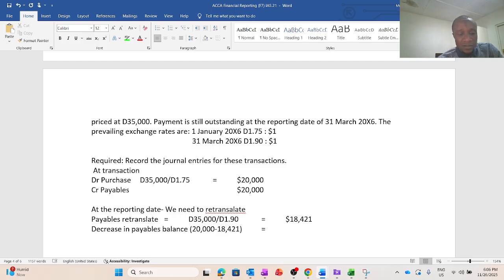So this difference of $1,579, the double entry will be the journal. In the journal, we are going to debit the payables to reduce the payables. We are going to debit payables.